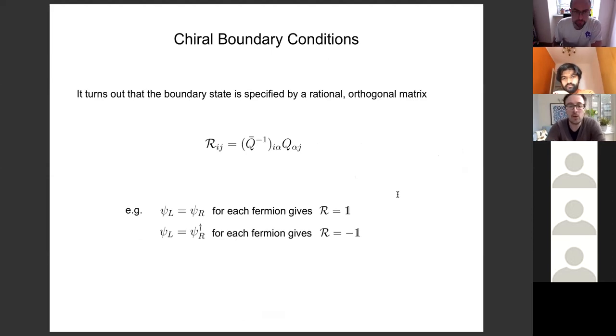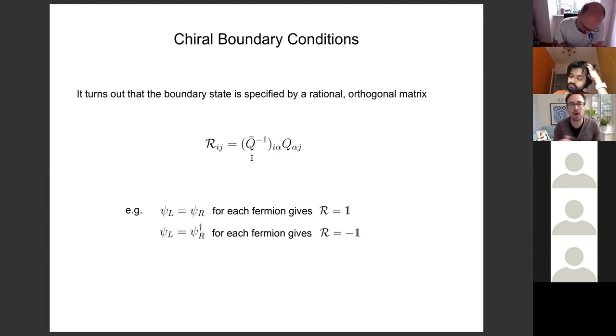All right, it's going to turn out that all the results I'm going to tell you about don't care about Q and Q bar individually, but they only care about this combination. So you take the inverse of Q bar and multiply it by Q. One thing I should have said but didn't say, Qs are integer valued. It's important the charges are going to be integers. That means that this matrix R has rational elements because I take the inverse of an integer valued matrix. Moreover, this R is a rational orthogonal matrix. The orthogonality of R just follows from that 't Hooft anomaly cancellation condition on the previous slide.